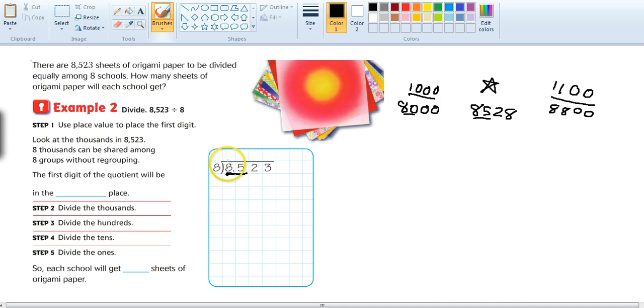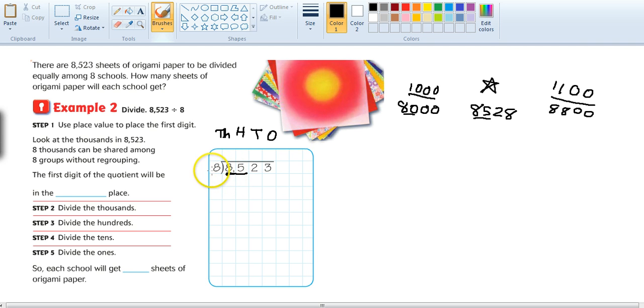Can we divide 8 thousands? And I'm going to write it up here. Here we have our thousands column, the hundreds, the tens, and the ones. Here are our columns going down here: thousands, hundreds, tens, and ones. Can we make a group of 8 out of 8 thousands? Yes, we can. It's equal to the divisor. As long as it's equal to or greater than the divisor, we're okay to divide it.